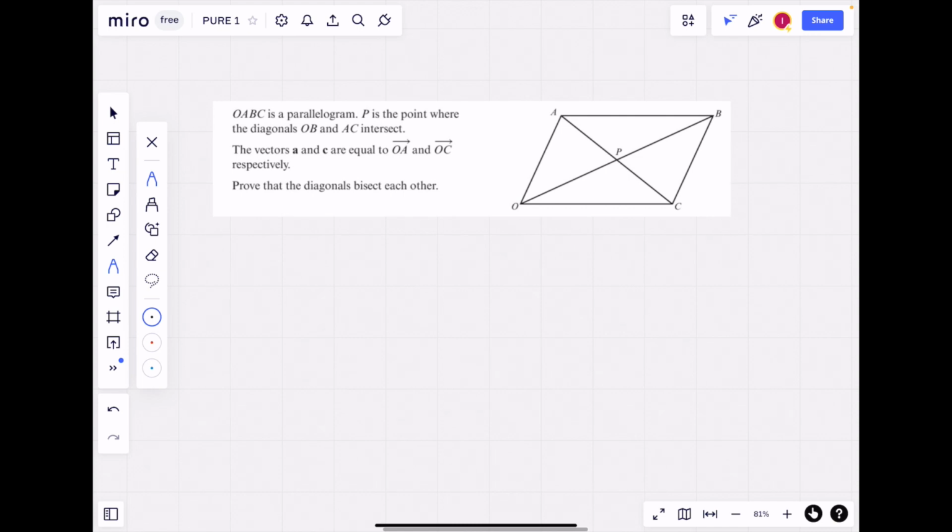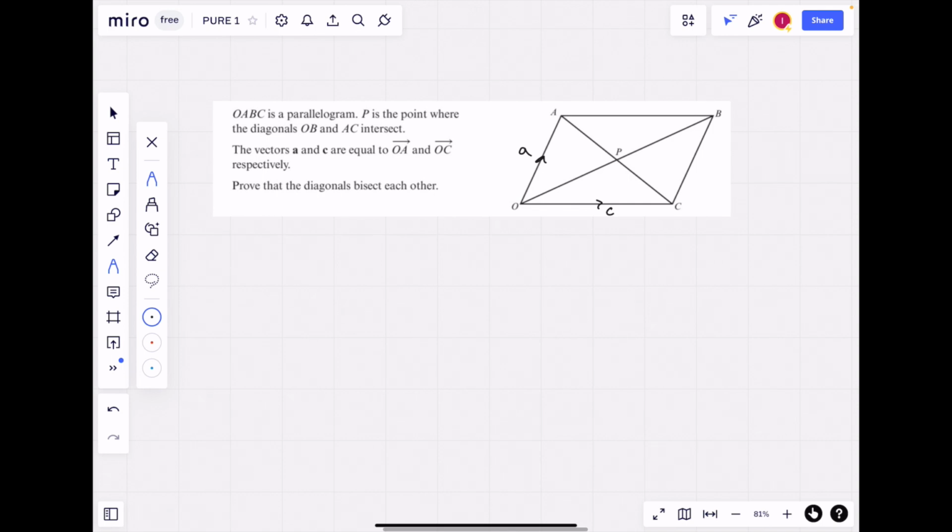So OABC is a parallelogram. P is the point where the diagonals OB and AC intersect. The vectors AC are equal to OA and OC. So let's label this as A. Let's label that as C. Prove that the diagonals bisect each other.